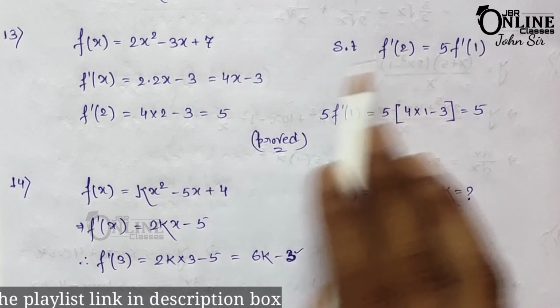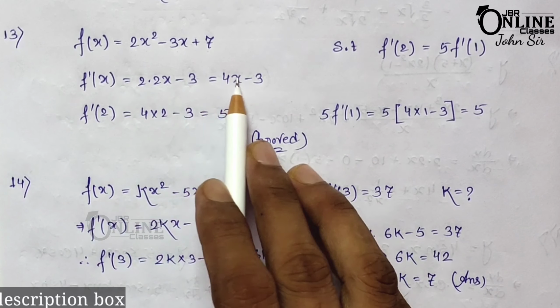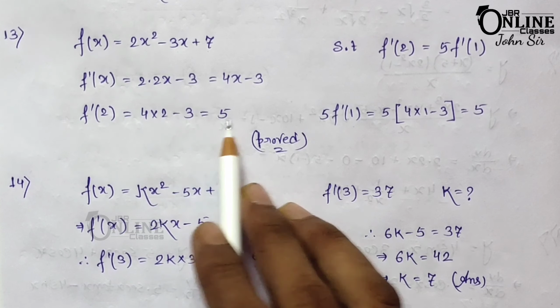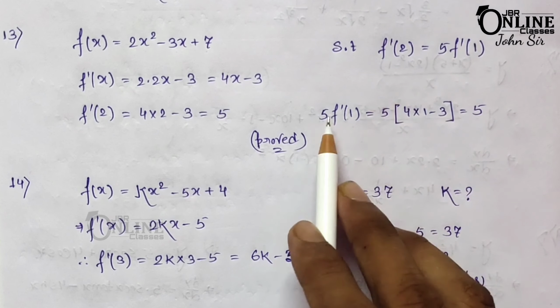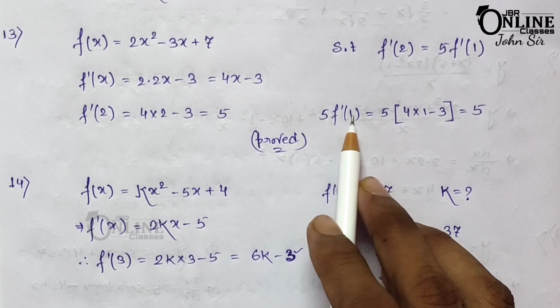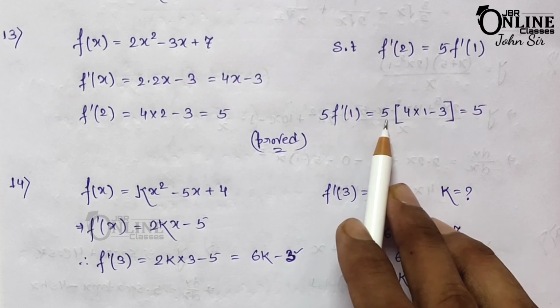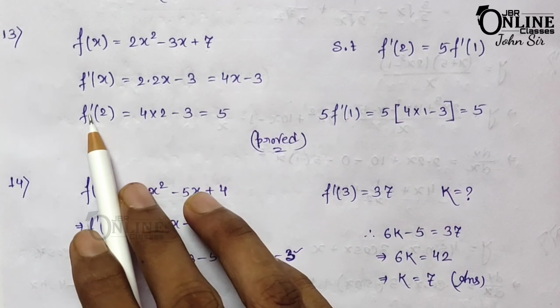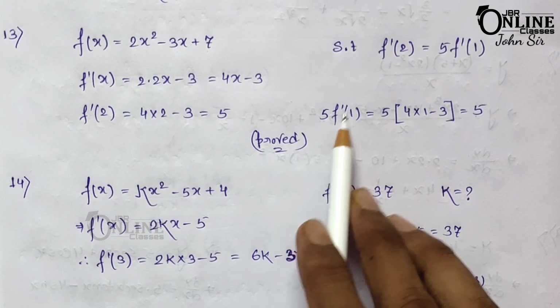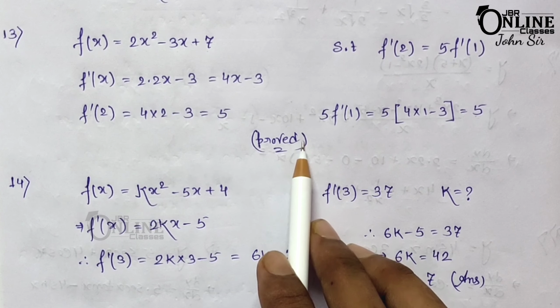Now here f dash 2, so that means f dash 2 equal to 4 into 2 minus 3, it becomes 5, and then 5 f dash 1. So 5 f dash 1 means 4 into 1 minus 3, so it becomes 1 into 5, 5. Okay, that means f dash 2 equal to 5 f dash 1, and it's proved.